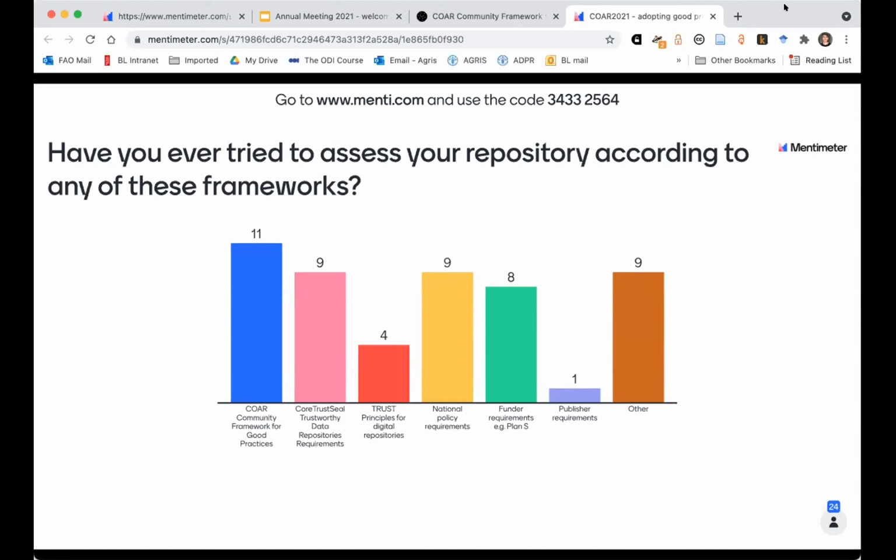I just think this highlights the point that Gail made at the beginning of the session, that there are a lot of different frameworks. In some ways they're aligned and in some ways they're not. And so it can be really challenging when you're looking at applying a best practice framework: which one do you choose?